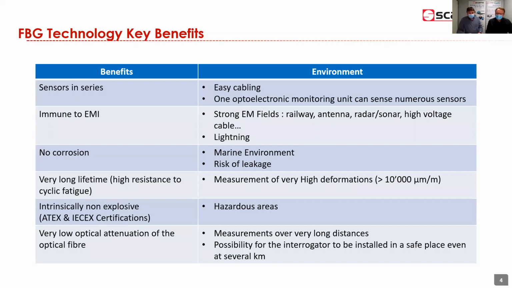So it is important to point out all these benefits compared with conventional technologies, because after all, SCAIME is a manufacturer of sensors with electrical strain gauges. So we value very much the benefits of the FBG, and that is precisely the reason why we invested in this range some years ago, in order to have access to these markets where our conventional sensors would not be able to fulfill the requirements.